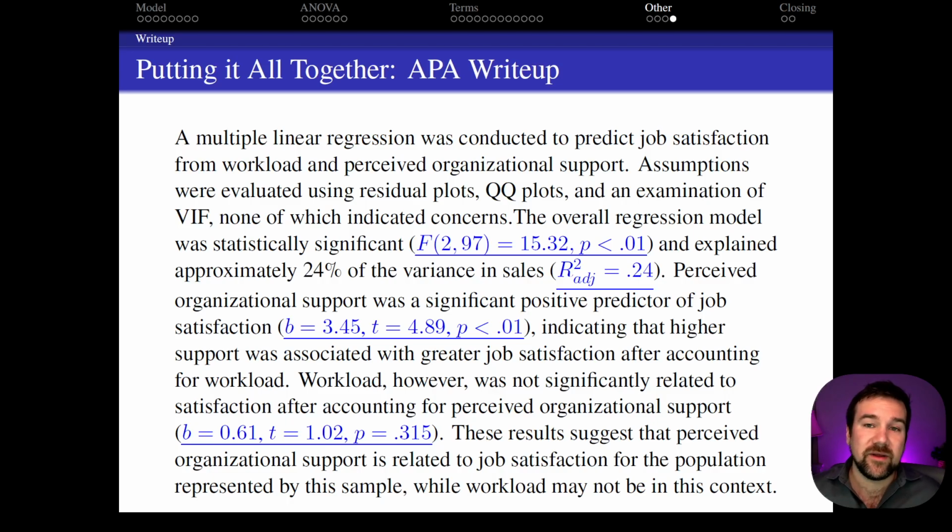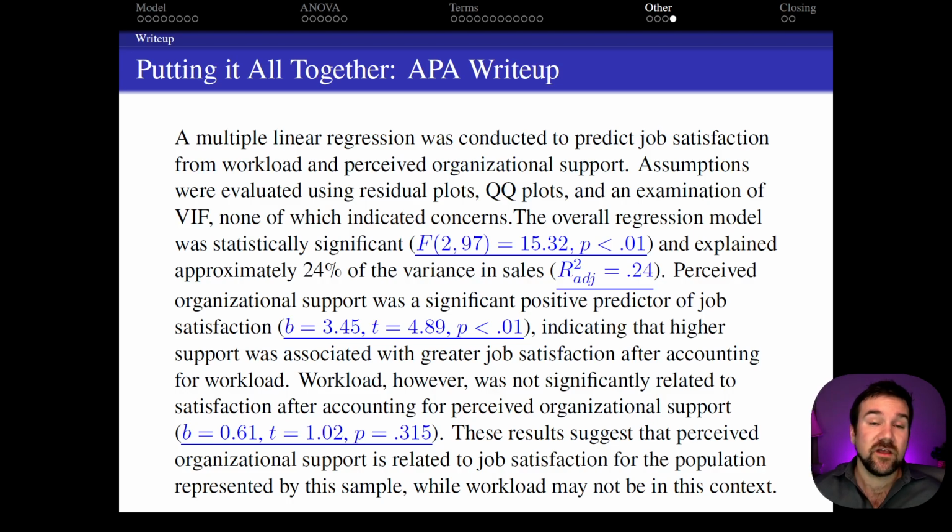We talk about how we assess our assumptions. Assumptions were evaluated using residual plots and QQ plots. Those are from simple linear regression, and those are used in exactly the same way as we did in simple linear regression. And I mean exactly. In fact, all the equations and calculations, all the R code that we talked about, all of those are exactly the same. And an examination of VIF, the variance inflation factor, none of which indicated concerns.